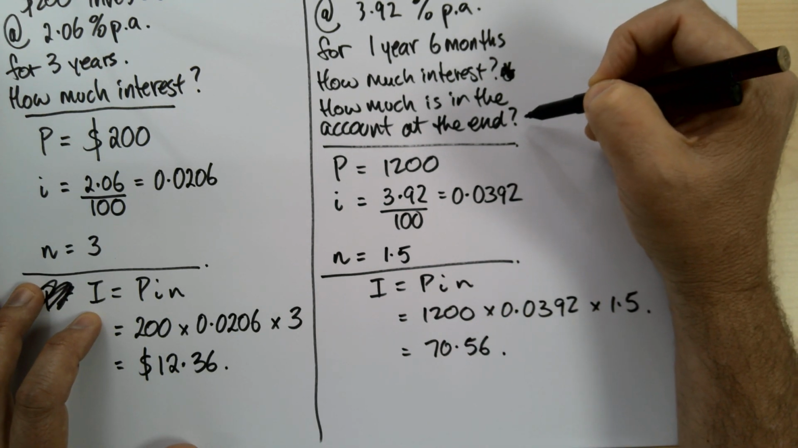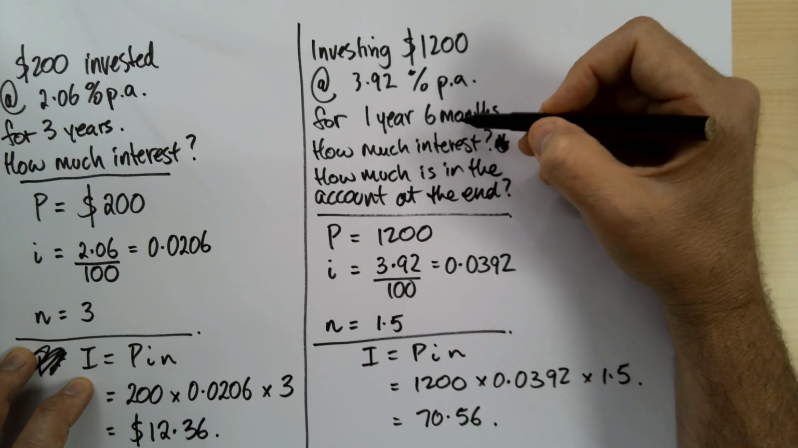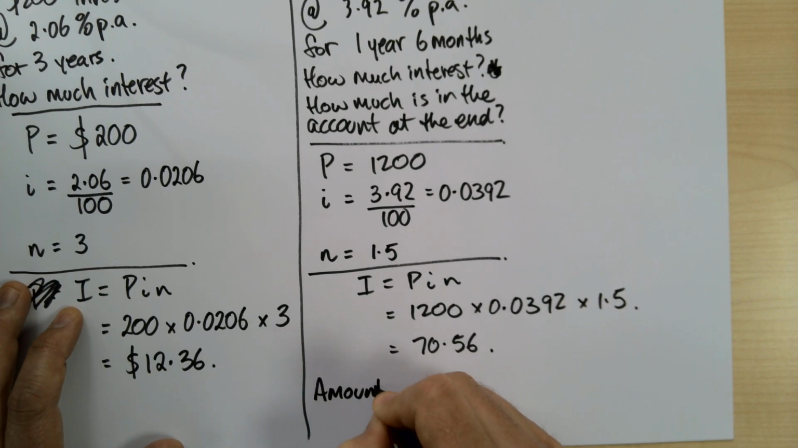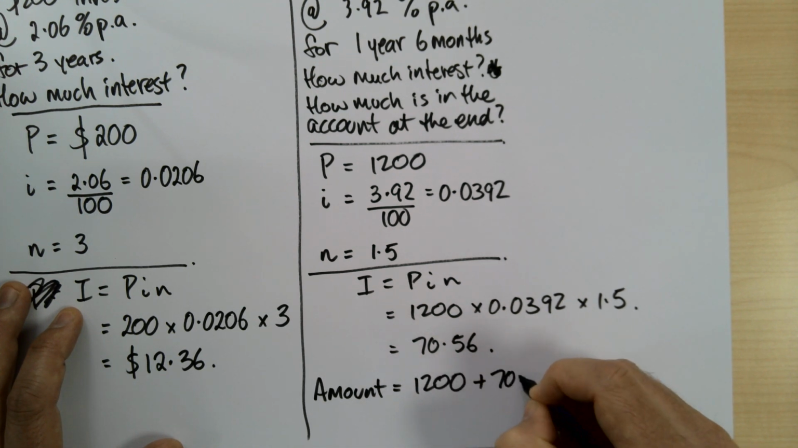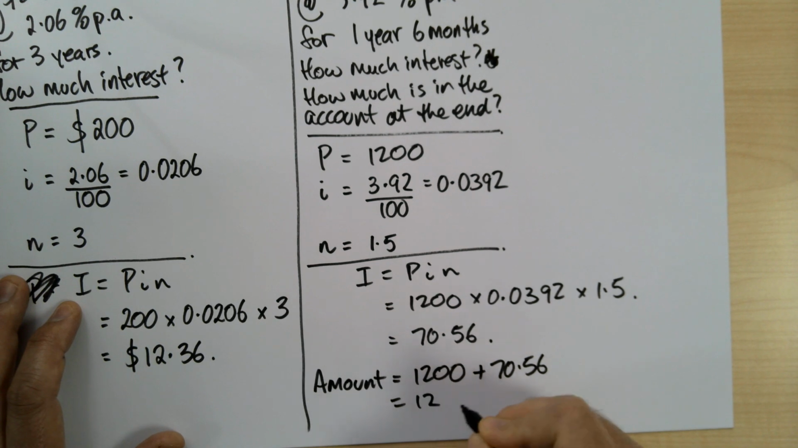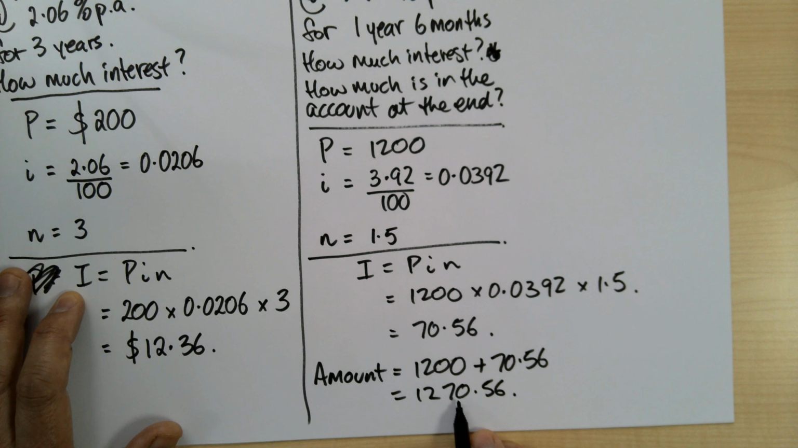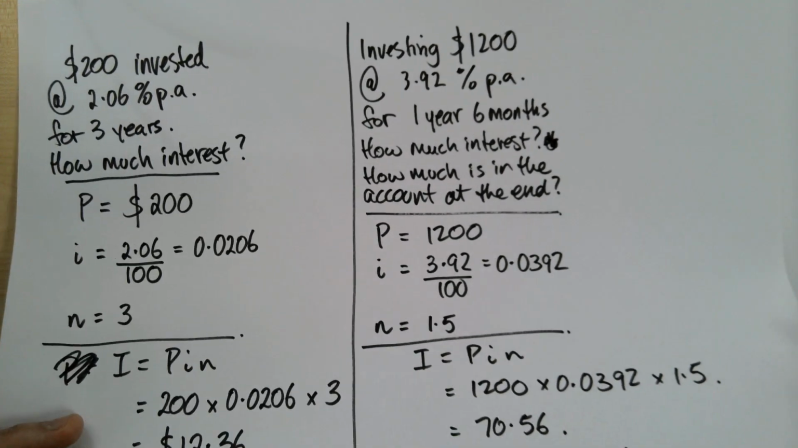But how much is in the account at the end? Well, he started the account with this. After 1 year and 6 months, the bank pays that. So the amount at the end is 1,200 plus 70.56, which is 1270.56. Okay, so that's what the bank balance would read. That's what the app would tell you is in the account at the end of 1.5 years, because it's earned that much interest.